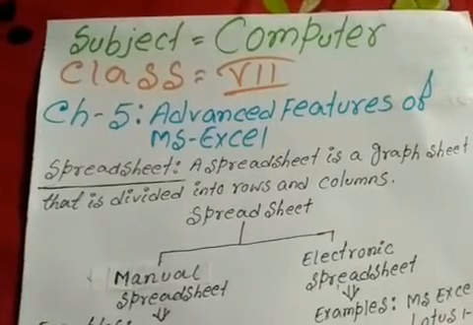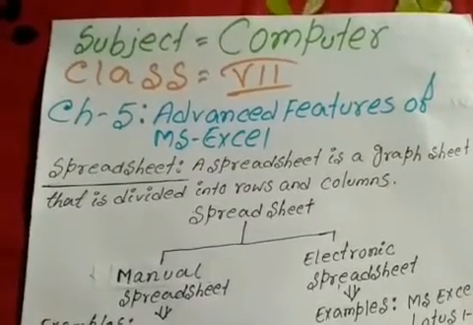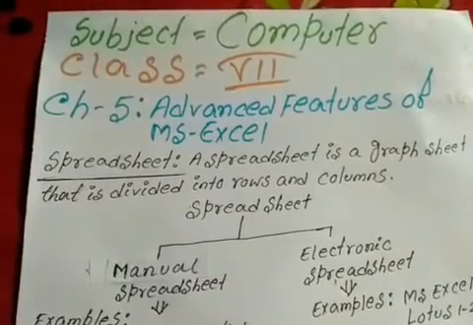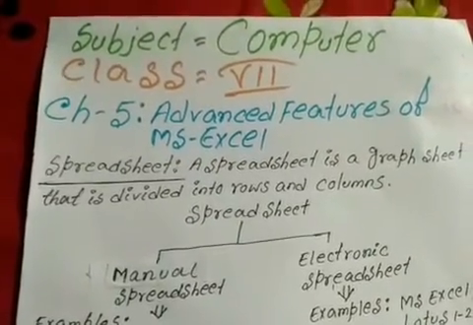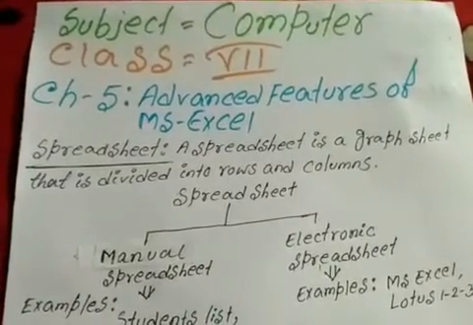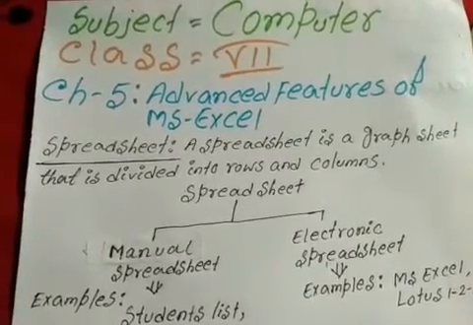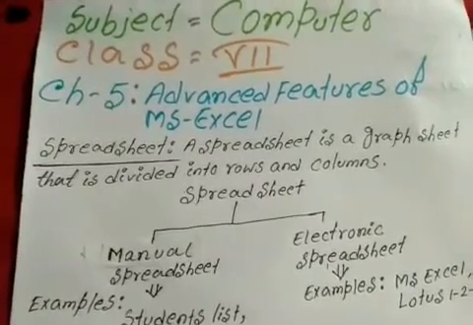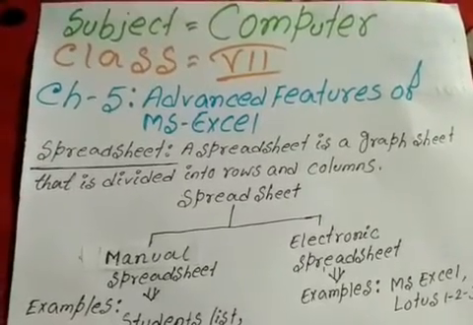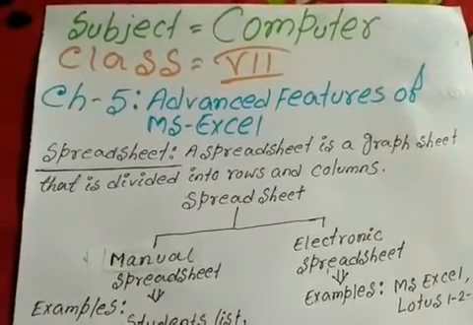Today we are going to discuss chapter 5, named Advanced Features of MS Excel. At first we will discuss spreadsheet. A spreadsheet is a graph sheet that is divided into rows and columns. Actually, a spreadsheet is a graph sheet where we store our important information as well as calculate and analyze.